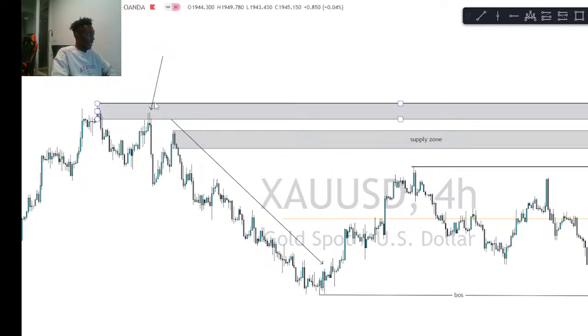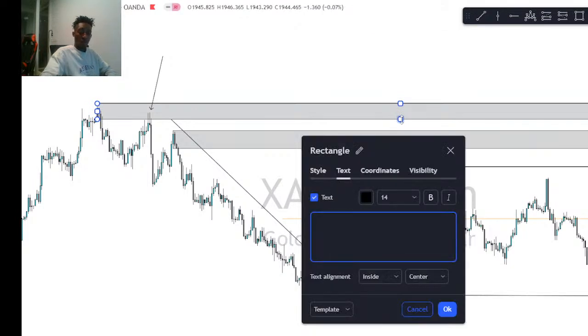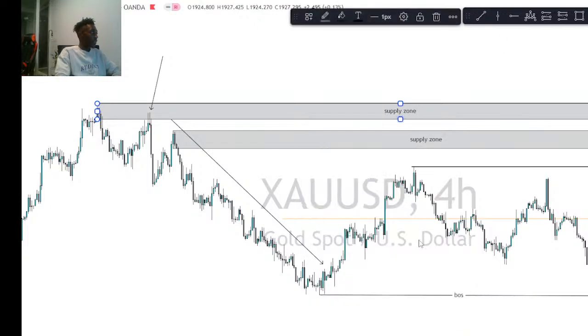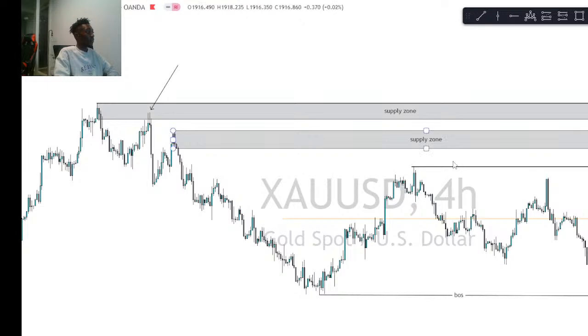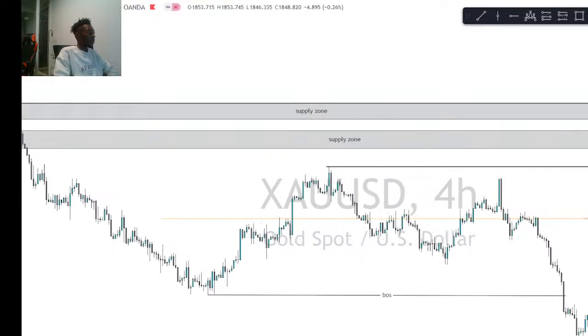The first one was tested here, you understand? Don't confuse the two supply zones. The first one was tested there where I point an arrow. So we are no longer paying attention to this one because it was validated, meaning it was used. Now we need to focus on an untested supply zone. You understand?